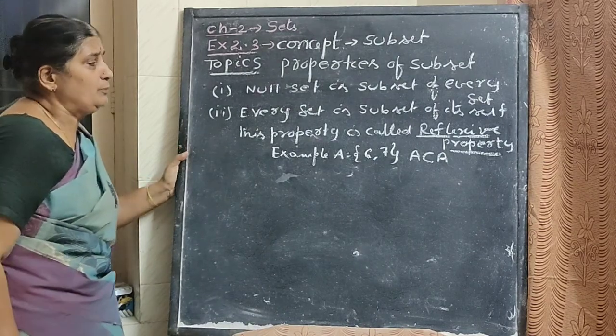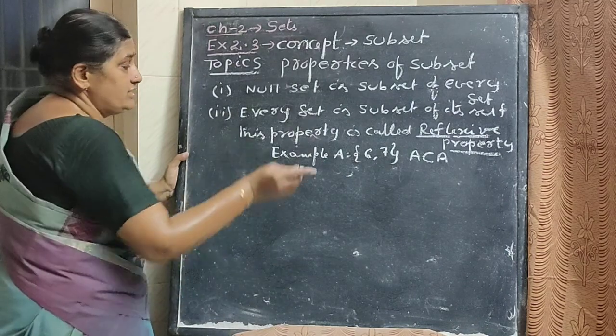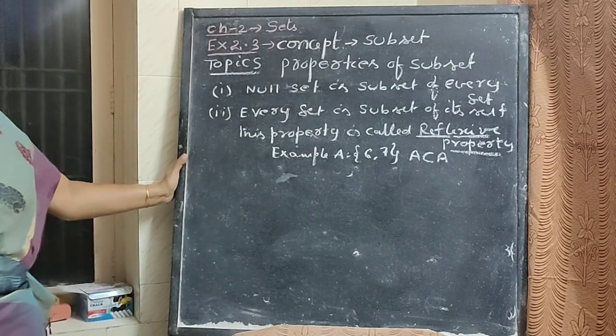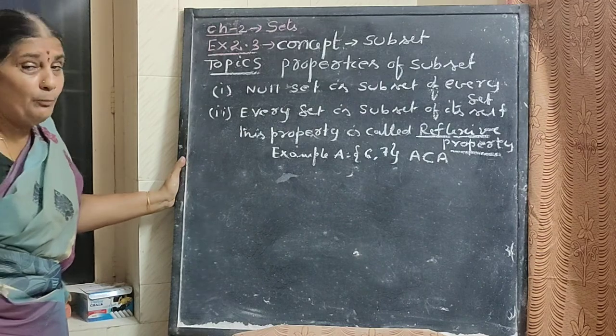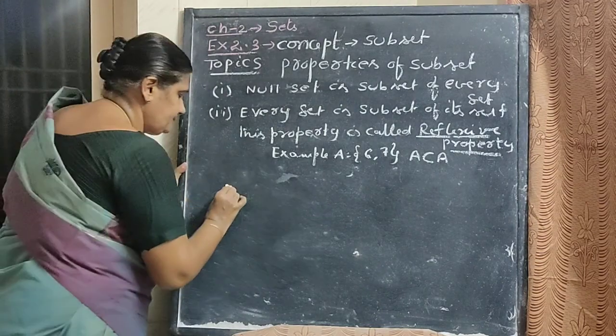R-E-F-L-E-X-I-V-E. Reflexive property. The first one is: the null set is a subset of every set. The second one is: every set is a subset of itself. This property is called what? Reflexive property. Before the third property, listen.